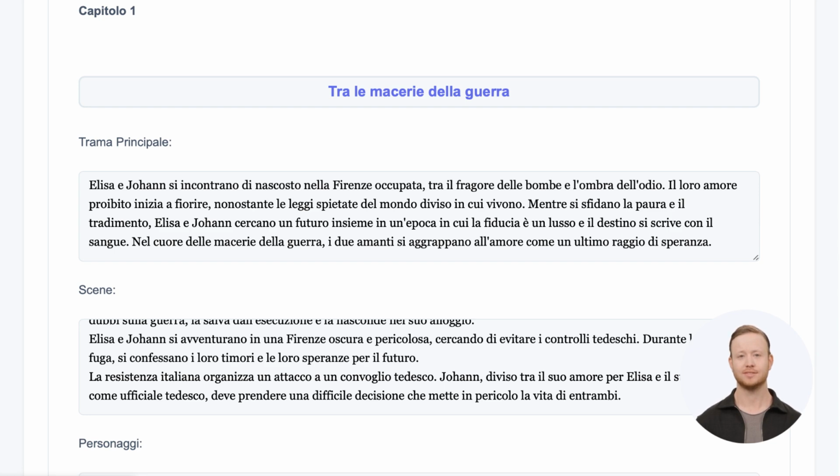Practical exercise. Write the climax of your story by answering these questions. What is the greatest challenge the protagonist faces? How does the tension build up to that point? What are the consequences of the climax for the protagonist and for the story? Reread the scene and check if it generates enough emotion and involvement.